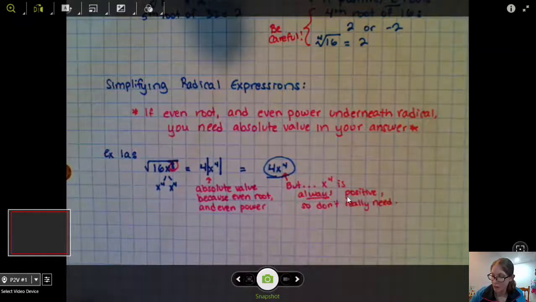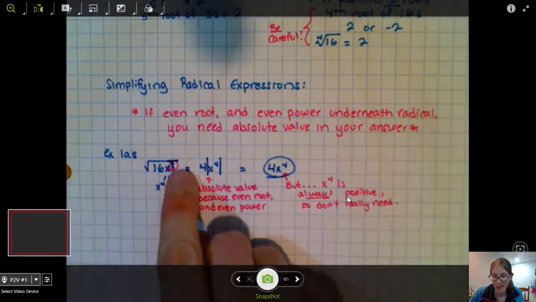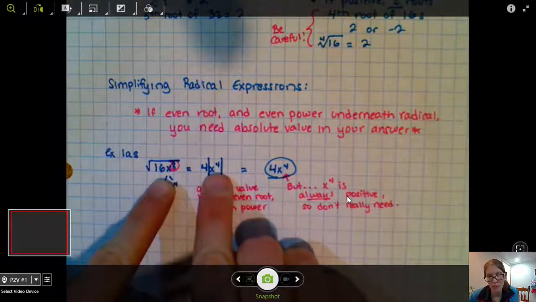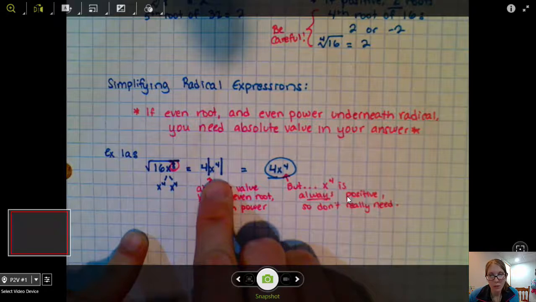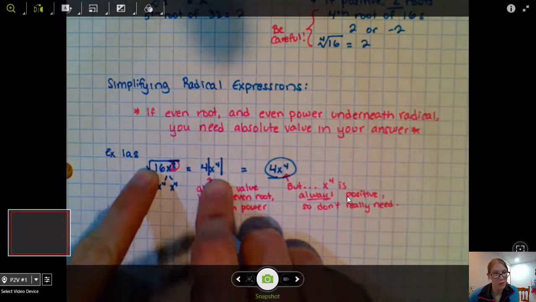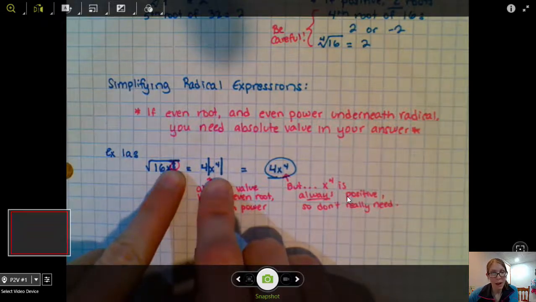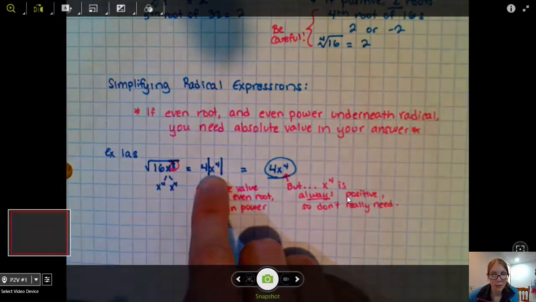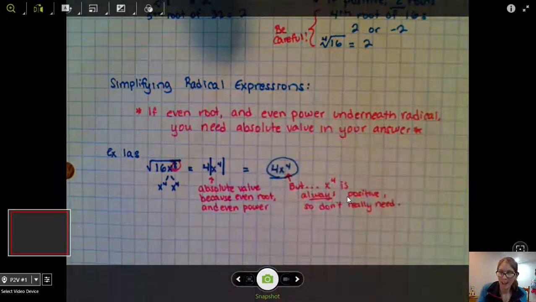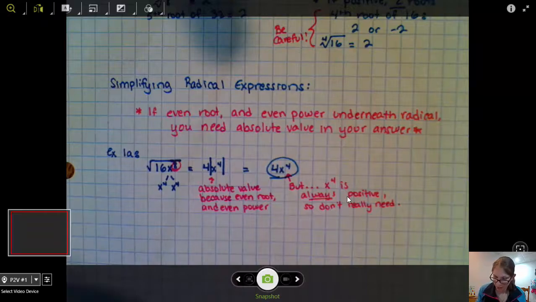All right, so just as a recap here, I had the square root of 16x to the 8th. The square root of 16 is 4. The square root of x to the 8th is x to the 4th. And we put our absolute value bars there because I had an even root, the square root is the second root, and an even power here. But because x to the 4th is always positive, I really don't actually need those absolute value bars. So that is my final answer. All right, let's do another situation.